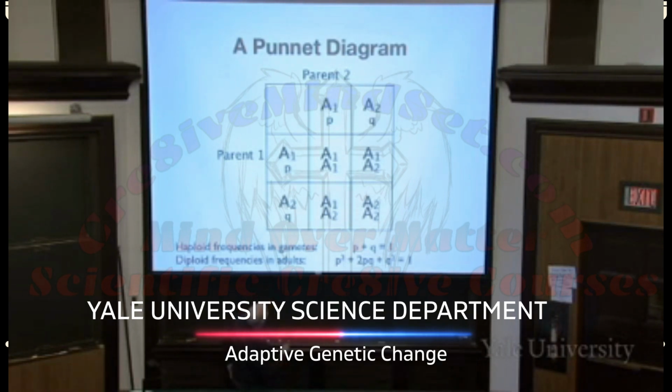You have the probability of one of these alleles occurring in one parent is going to be P. The other allele in that parent, Q. Same for the other parent. These are the possible zygotes that will result from that. This one has probability P squared. This one has probability Q squared. And these two together have probability 2PQ. That's just simple basic probability theory.